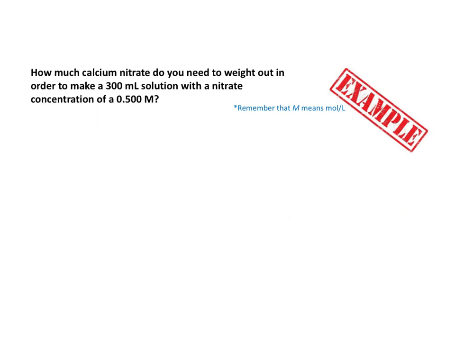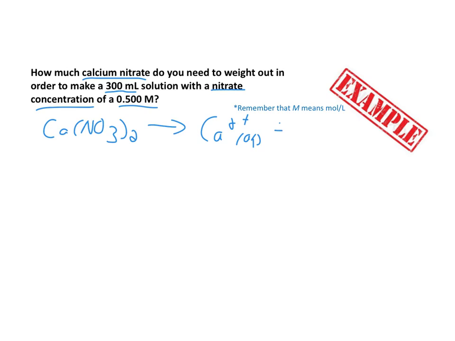Let's do another example, but this time we want to find how much calcium nitrate we need to use to make 300 milliliters of a solution with a nitrate concentration of 0.5 moles per liter. And we're using calcium nitrate here. So because we want to find the concentration of nitrate, that suggests to us we need to do a dissociation equation. So let's write the dissociation for calcium nitrate. Ca(NO3)2, when placed in water, dissociates into 1 calcium ion and 2 nitrate ions.